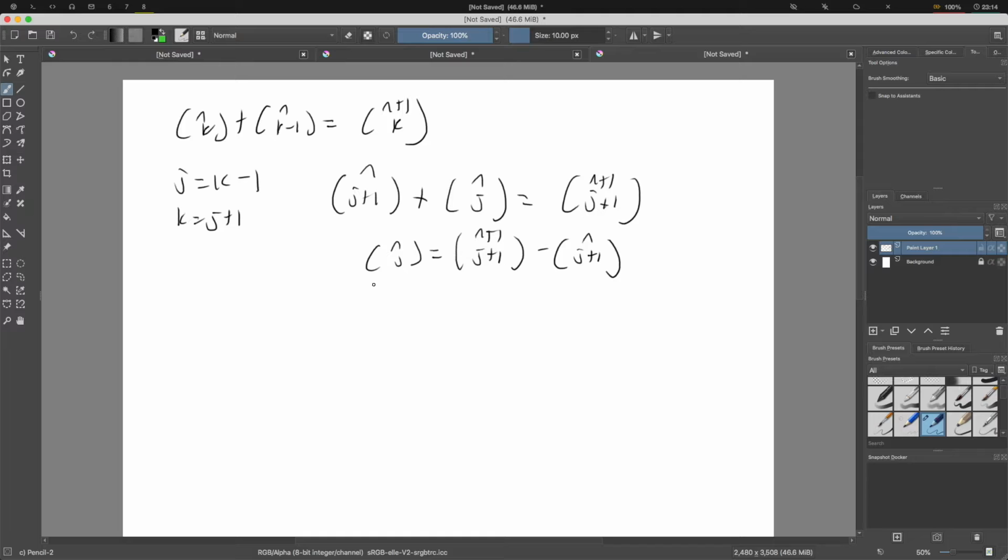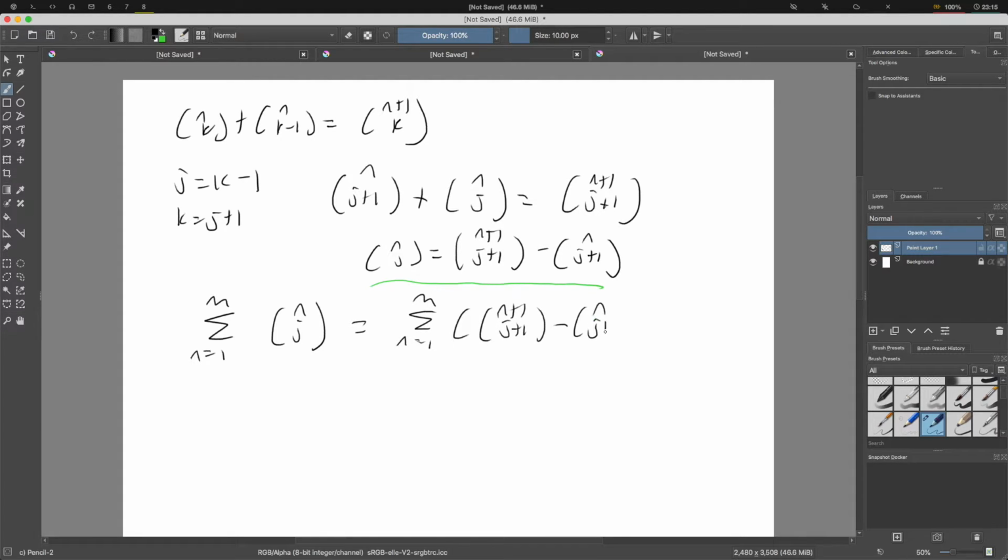So now I'm going to use this theorem and apply it to this sum from n equals 1 to m of n choose j. Just expanding using this, it is the sum from n equals 1 to m of n plus 1 choose j plus 1 minus n choose j plus 1. And we notice since this term is the same, and as n increases, this is going to telescope. We can see that by just writing out terms.